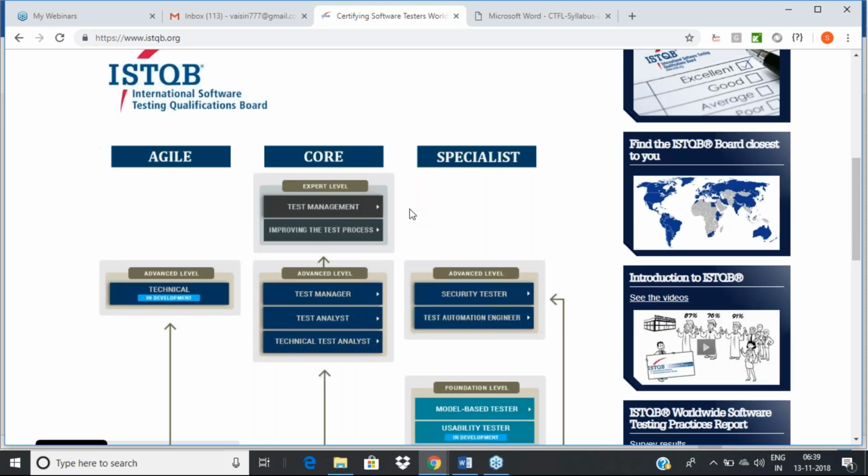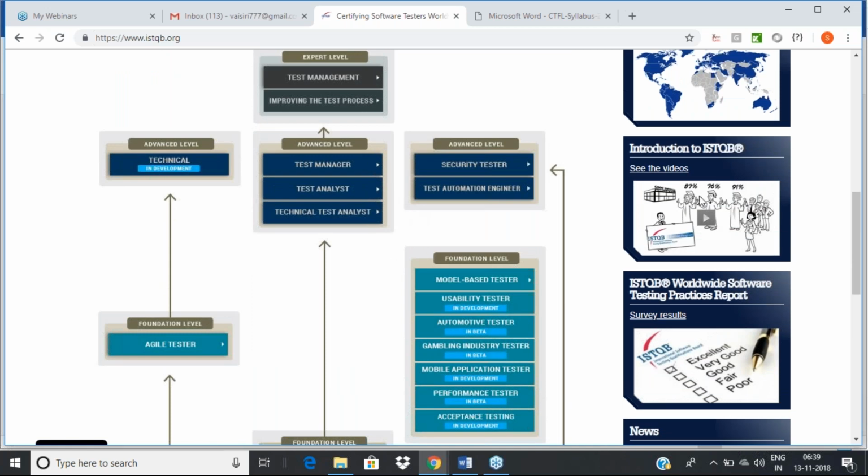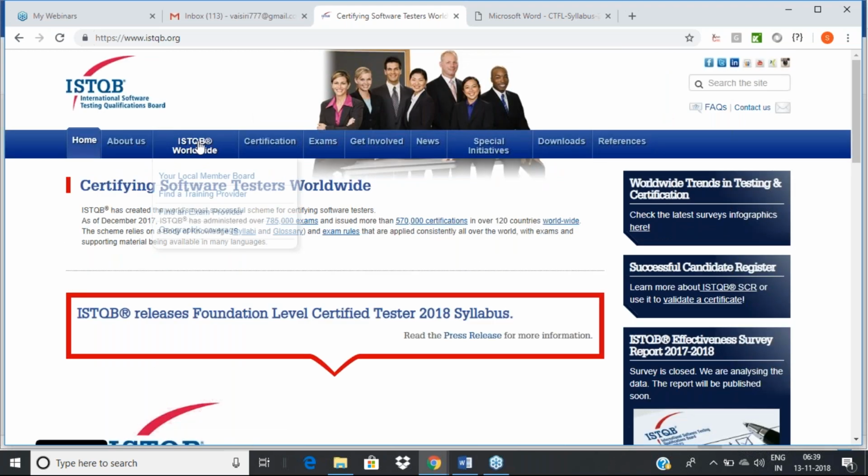So any questions on this particular diagram, especially from the people who are attending today? No, right?